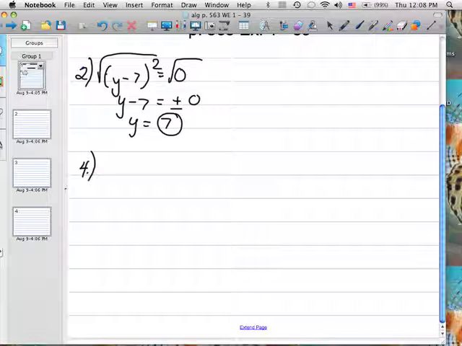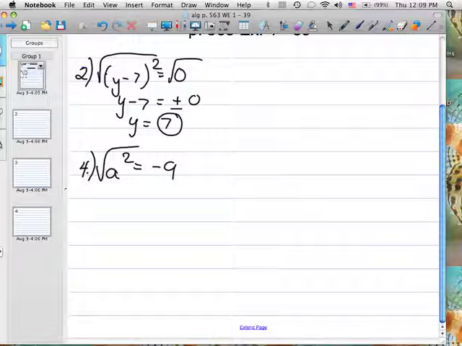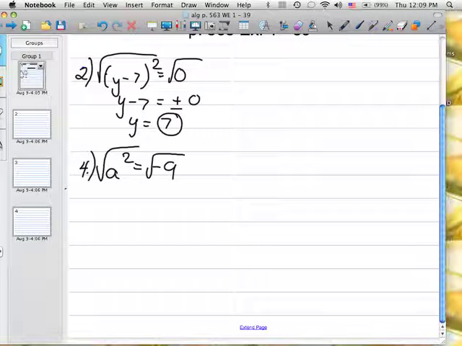Number 4, a squared equals negative 9. We take the square root of both sides. We're taking the square root of a negative number, so there's no solution.